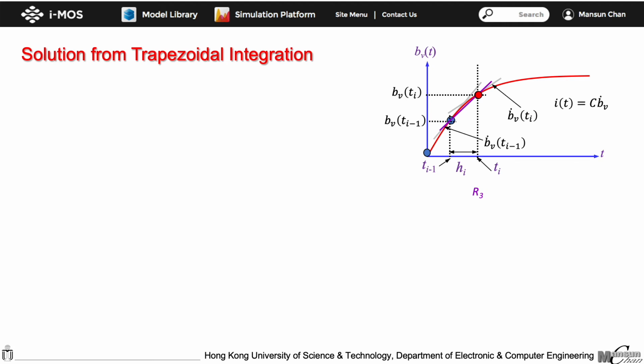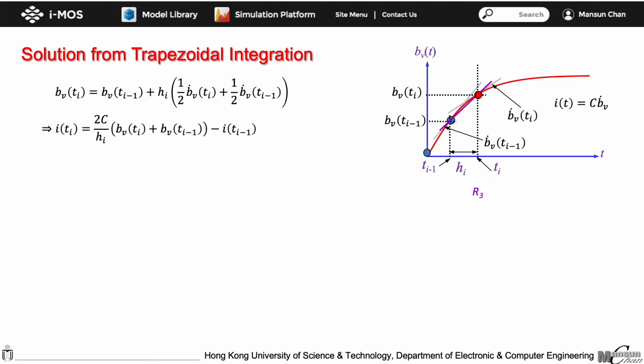Instead of the backward Euler, we can also use the trapezoidal integration to find the solution. The equation of trapezoidal integration is given here. Replacing the time derivative of the branch voltage by the branch current, we can express the branch current at time Ti by the equation shown here.